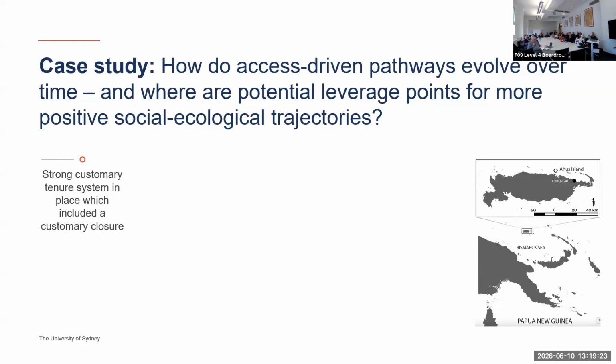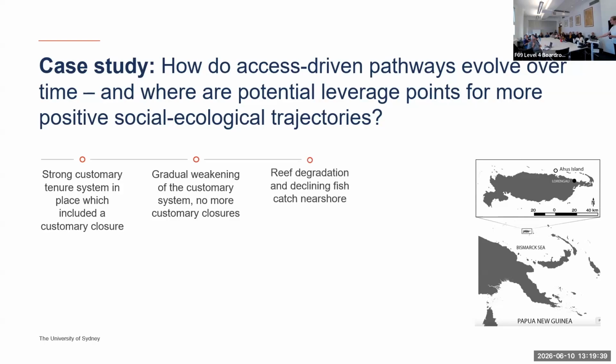So, an overview of what we know. There used to be a really strong customary tenure system in place, which included customary closures. The system is still in place and is still very strong, but it no longer has these customary closures and has in some respects been breaking down. The result has been reef degradation and declining fish catch near shore. So the reefs are quite degraded and there isn't that much fish near shore, which is where a lot of people used to fish.